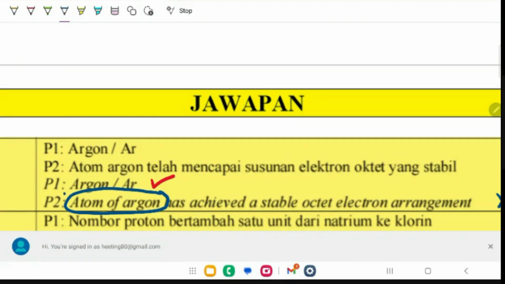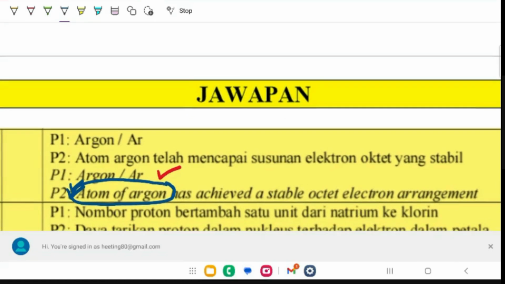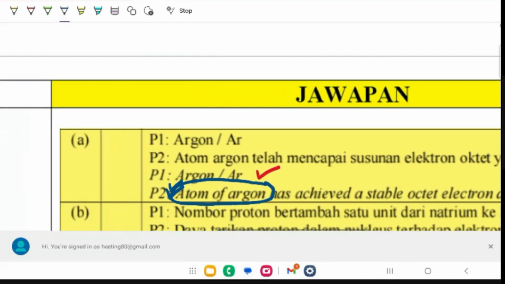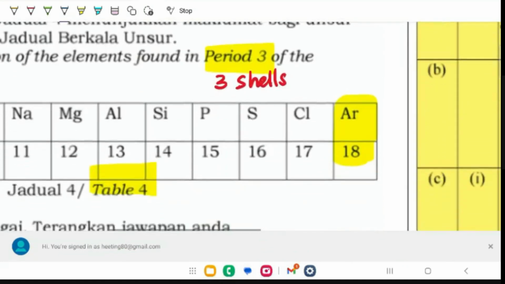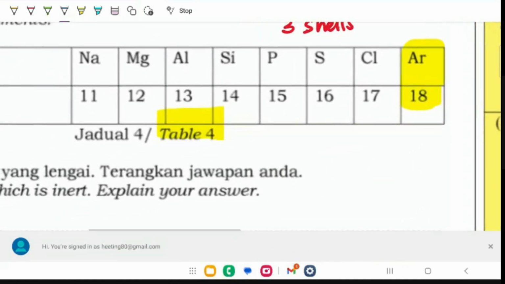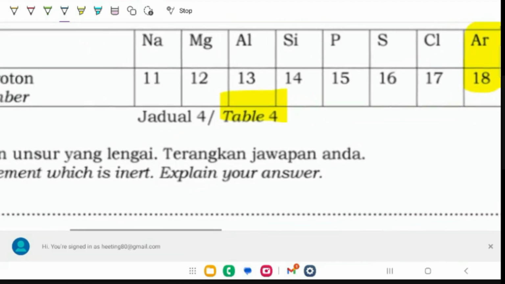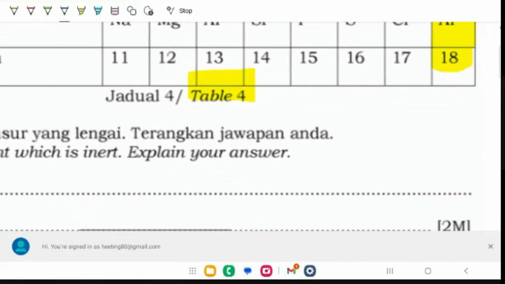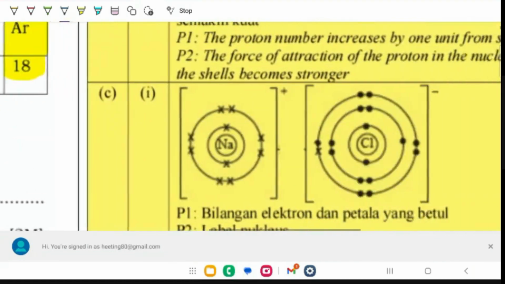I emphasize this many times already, so don't get it wrong in the exam. Don't write "it," don't write "they." We specify what you want to mention there. Argon is okay, no need to mention the atom. But when you explain why, explain the reason, explain your answer, write: argon atom has achieved stable octet electron arrangement.